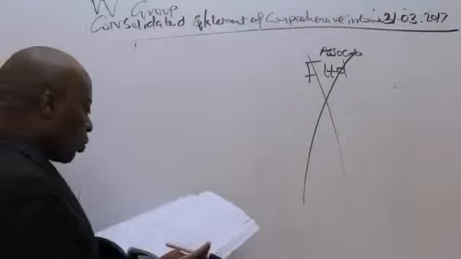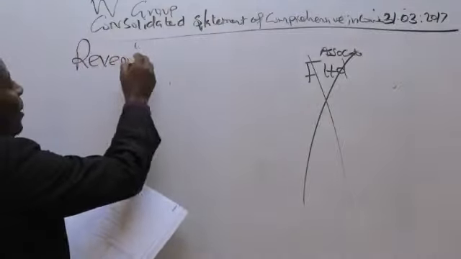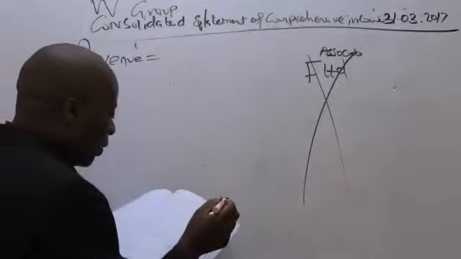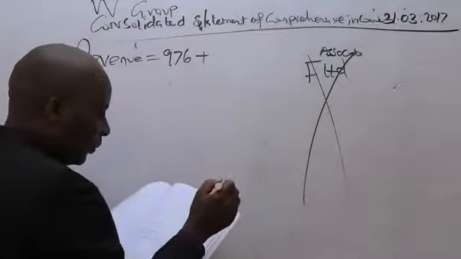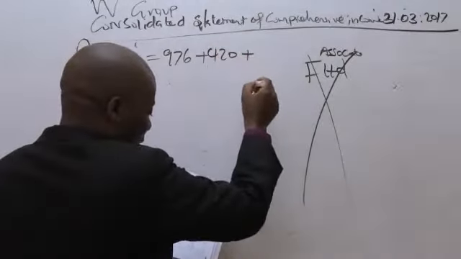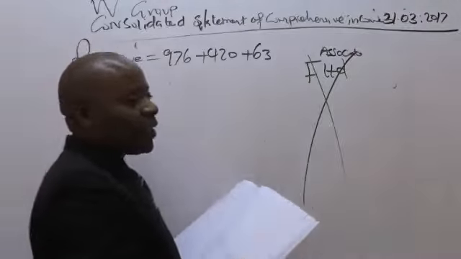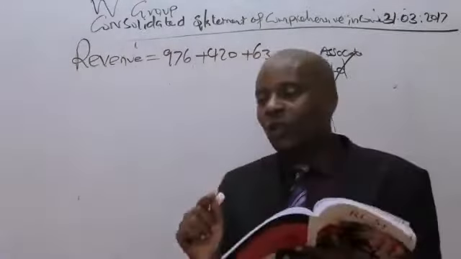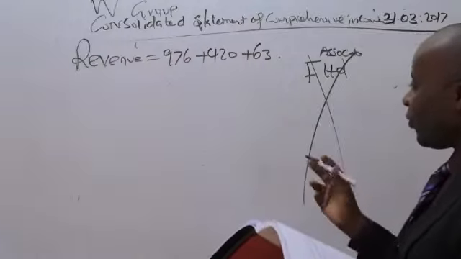Line by line is quite a simple thing. So I'll come and talk of revenue. The way I've been given their revenue, ladies and gentlemen, the first one is 976 plus 420 plus 63. Consolidation is quite a simple thing. For the sake of the students that are just joining us, we studied this question earlier and we forgot to record.